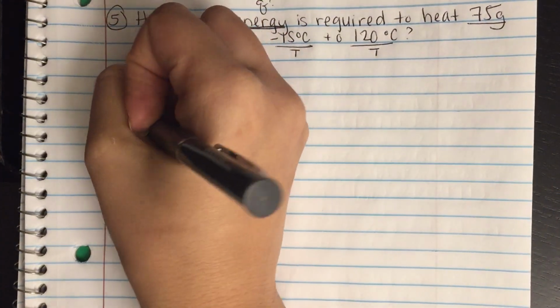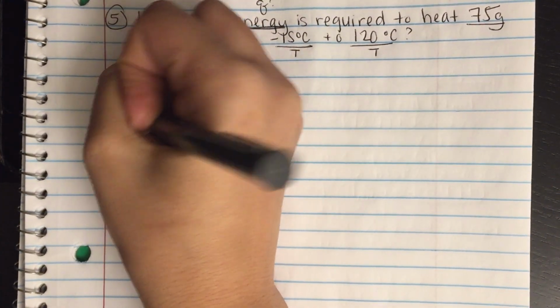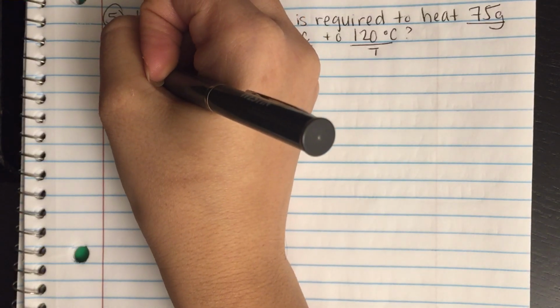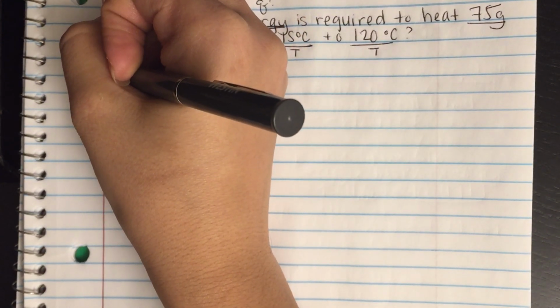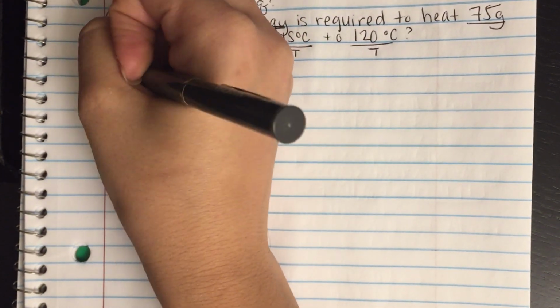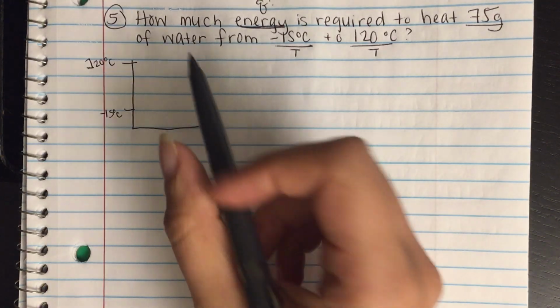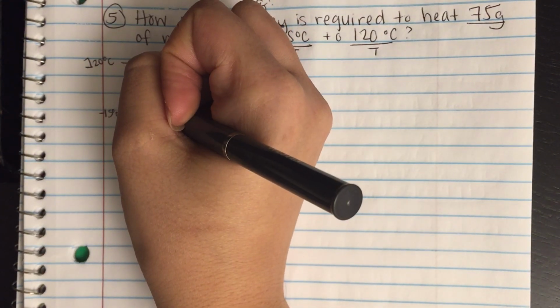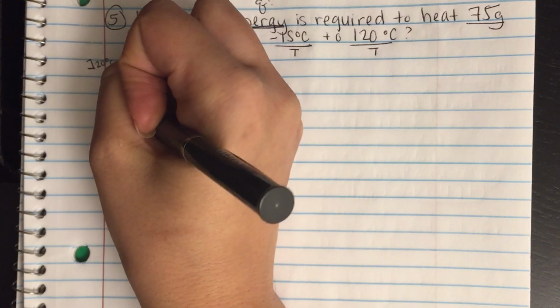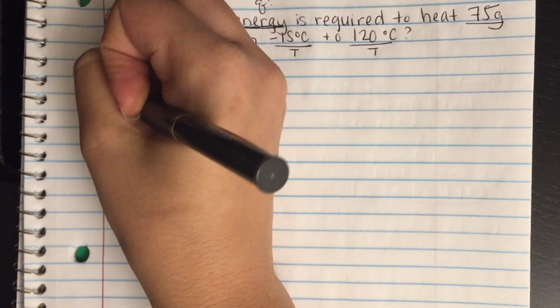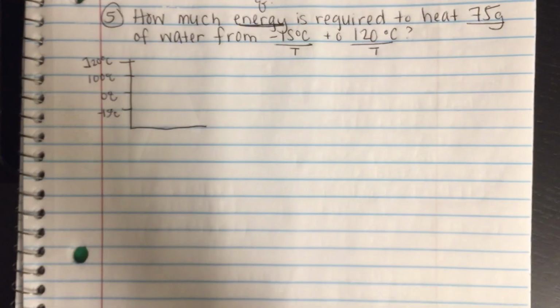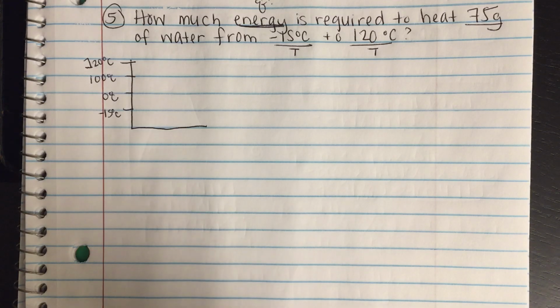So I have negative 15 degrees, and I have 120 degrees Celsius. Next, I need to see if my melting point and boiling point will fit in here. So I'm dealing with water. My melting point is 0 degrees, and my boiling is 100 degrees. Okay, so both of them fit in there.